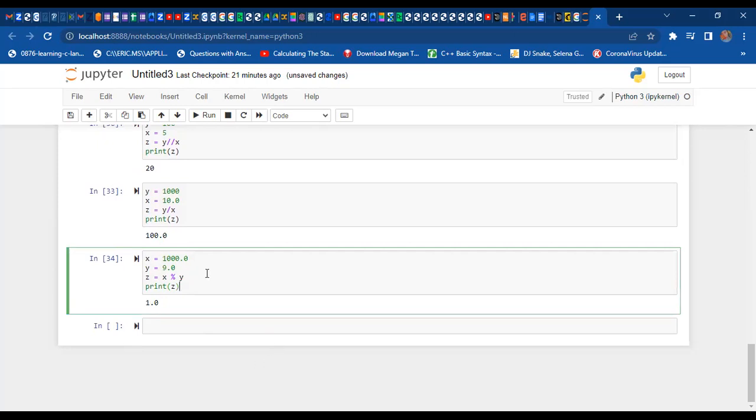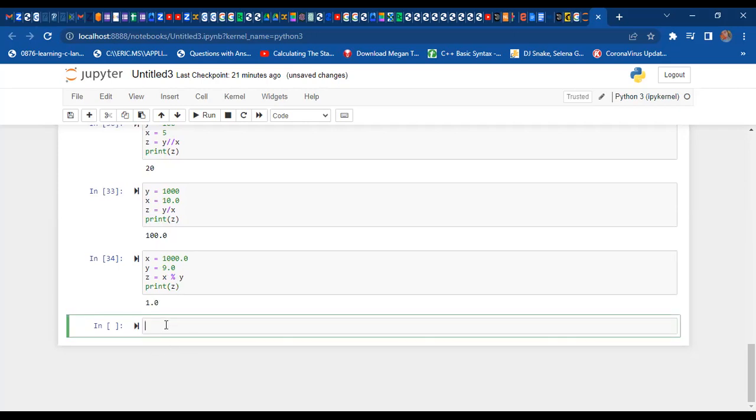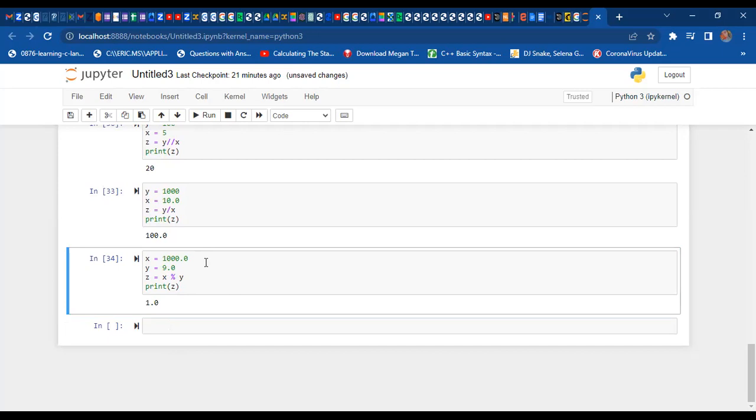We were here in the modulus. As you can see, the modulus is 1.0. It is a float. That one is kind of confusing because I thought it should only give the remainder as an integer, but it's giving us a remainder which is also a float. Yes, the remainder is 1, but it is a float.